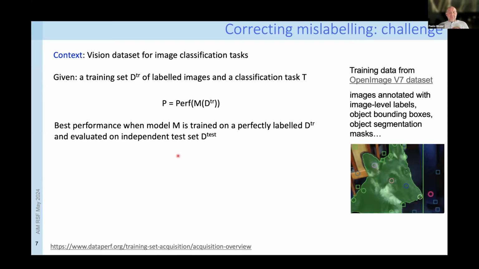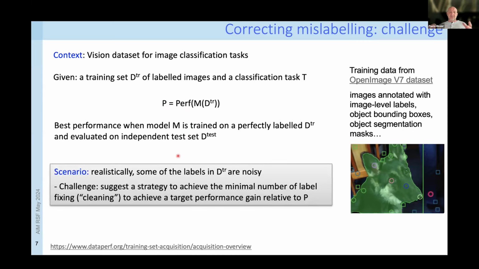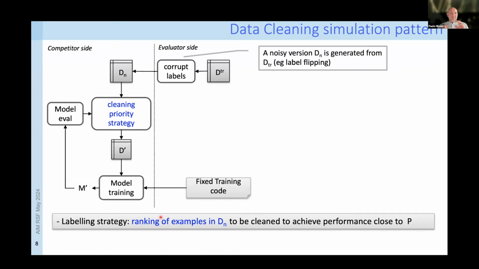Then the scenario is, realistically, let's imagine that some of these labels are not correct, are noisy. So the training set is noisy. Your challenge is to identify the minimal set of labels that need to be flipped or corrected in order to achieve a performance that approximates the perfect baseline, P, the perfect performance. Groups go off and do their job here. This is organized in two sides: an evaluator side and a competitor side.